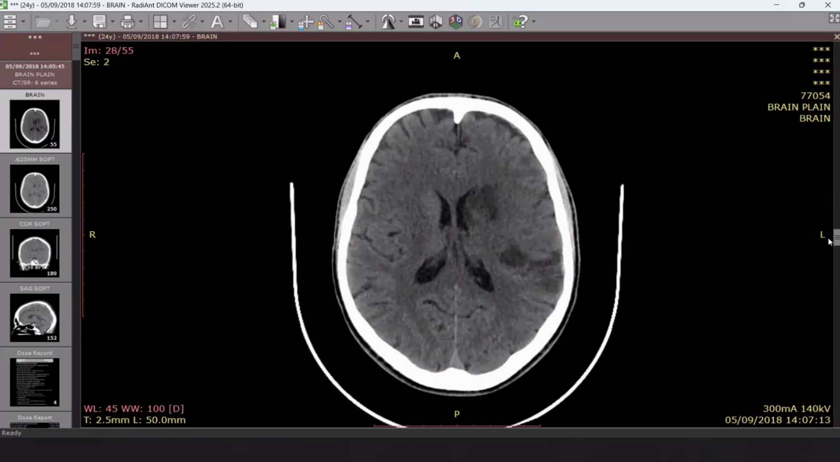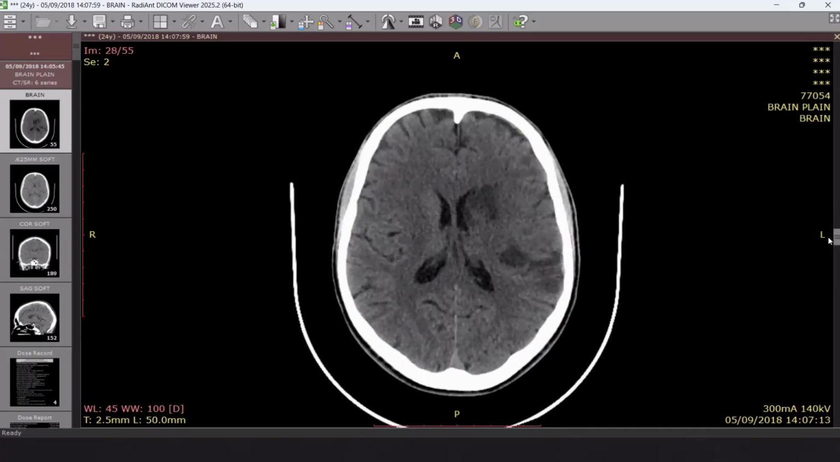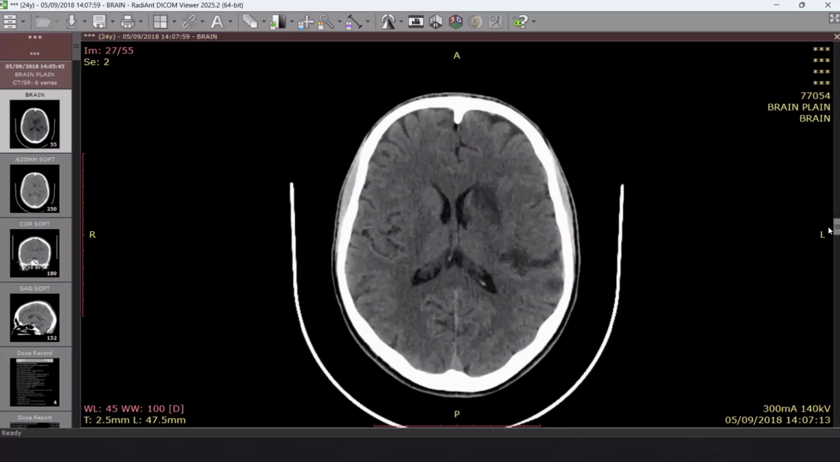Is this a territory? Yeah, you are thinking very well. Is this a specific territory? This is the middle cerebral artery. Could be the middle cerebral artery as it involves the left basal ganglia. Yes, you're right, it is a territory. We have loss of the white matter. I will be sure about this by the diffusion MRI.